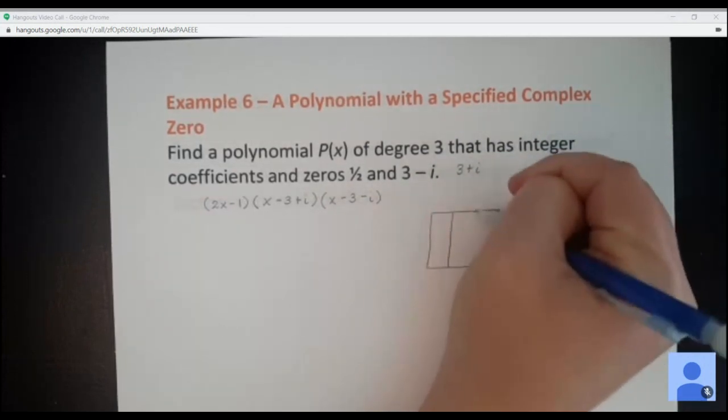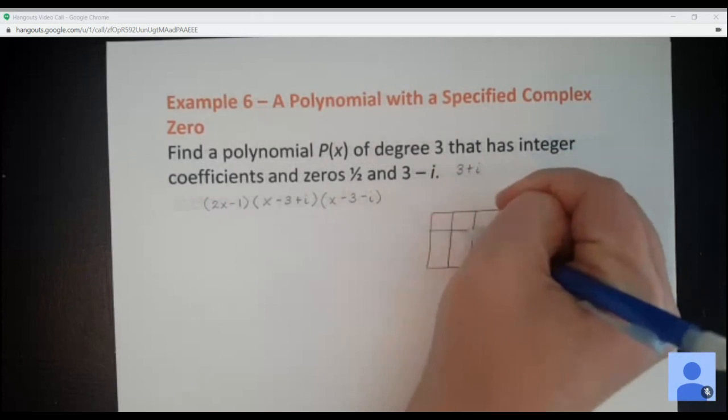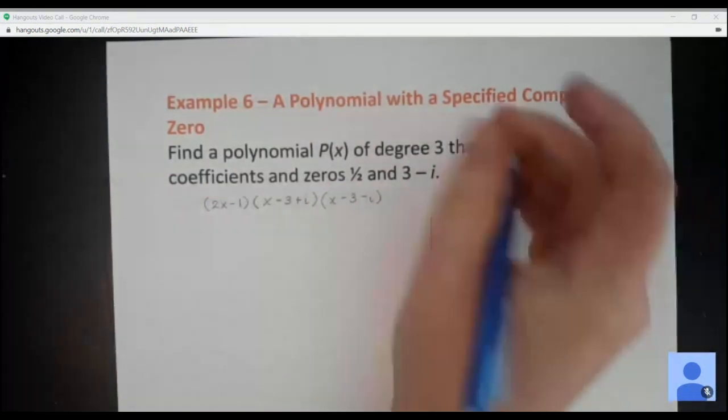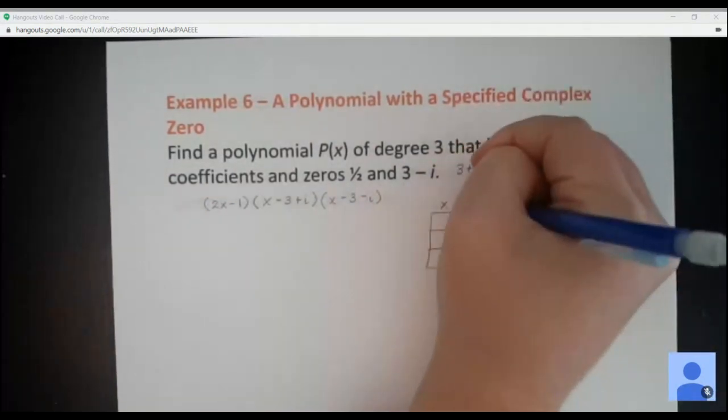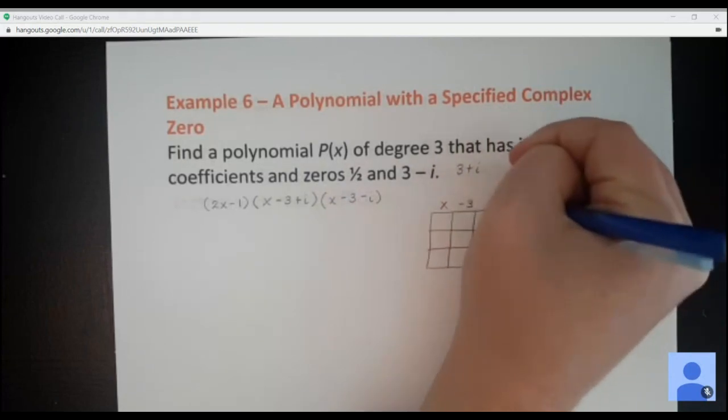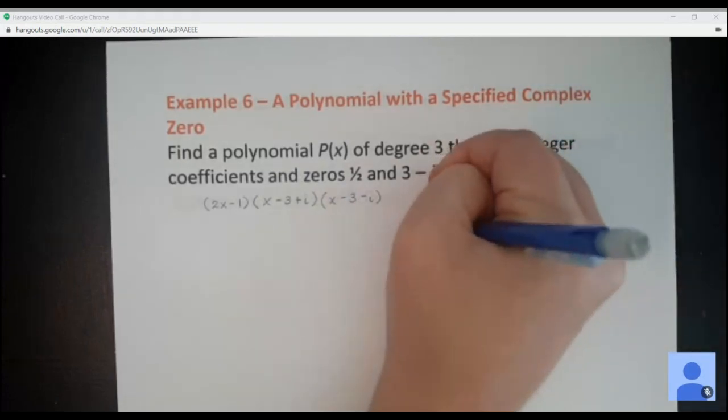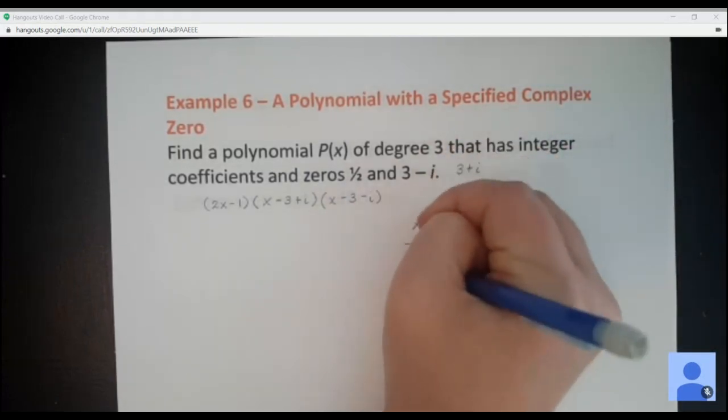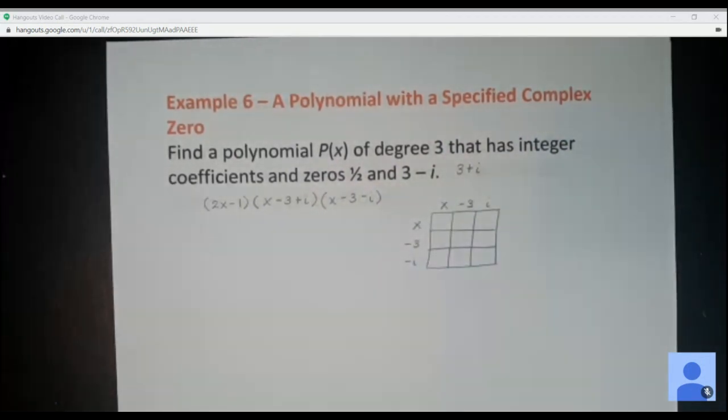I need 3 terms across the top and 3 terms down the side. And so we're going to have x, a minus 3, and an i. We have an x, a minus 3, and a minus i.